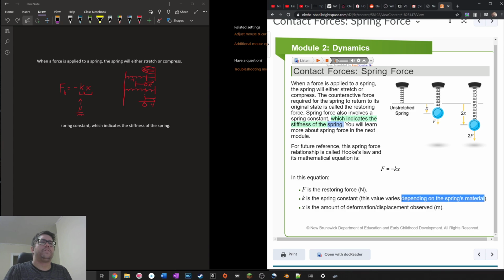Depending on the spring material. This is a fun part. We're not getting into that. But I like how you can take materials and use an equation to figure out these things. And x is the amount in meters.